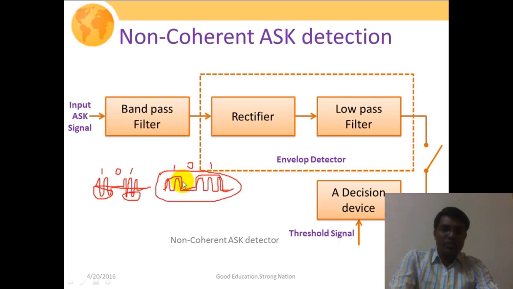Obviously, it compares with the threshold signal strength, and if the threshold is lesser than the incoming signal, then the decision making device makes the decision in favor of 1. And if the threshold value is greater than the incoming signal, then it takes the decision in favor of 0. So this is how we non-coherently detect our ASK signal.